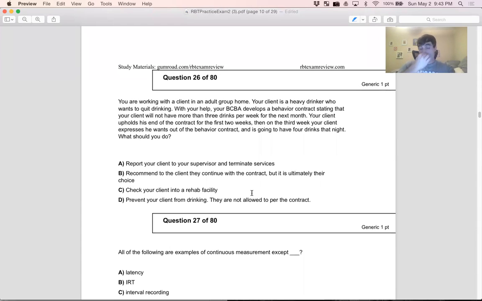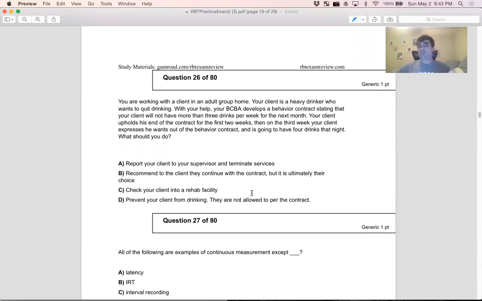All right, difficult question. This is an ethics question, okay? You're working with a client in an adult group home. Your client is a heavy drinker who wants to quit drinking. With your help, your BCBA develops a behavior contract stating that your client will not have more than 3 drinks per week for the next month.